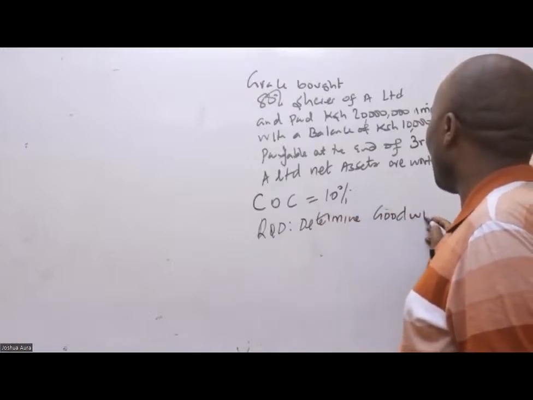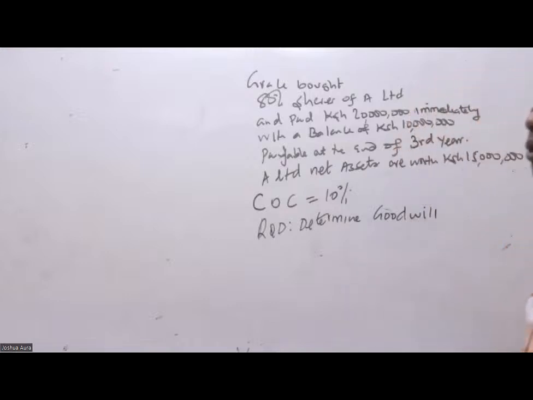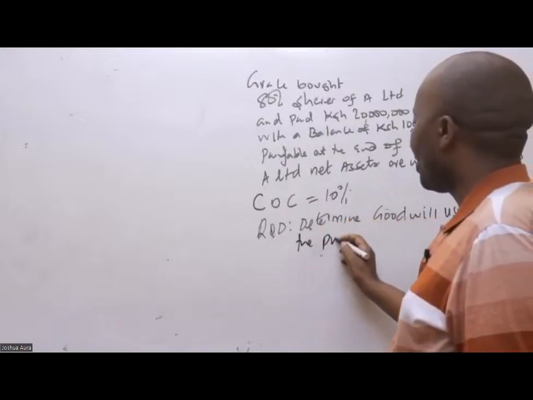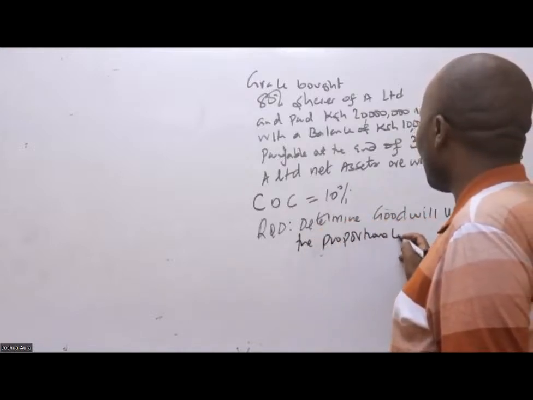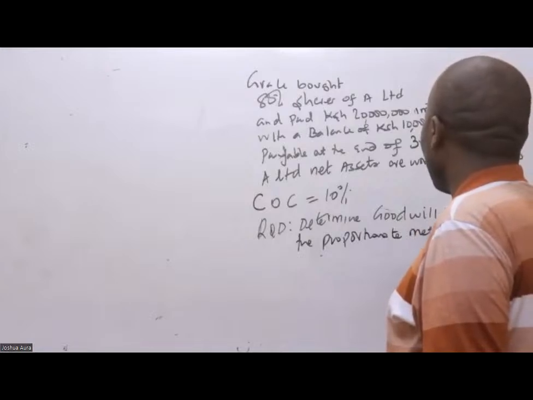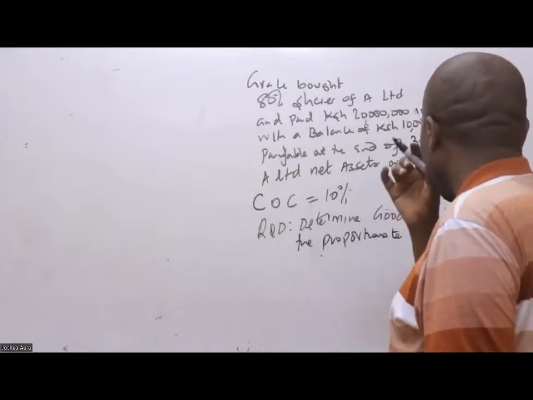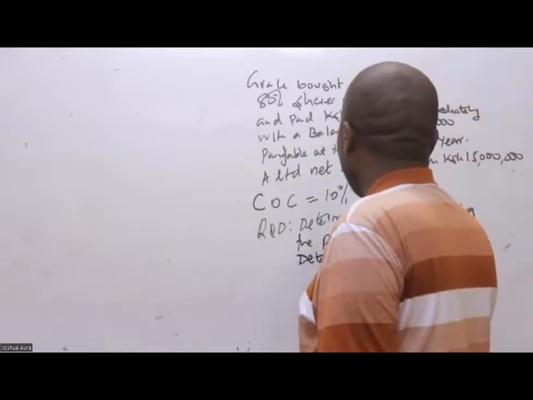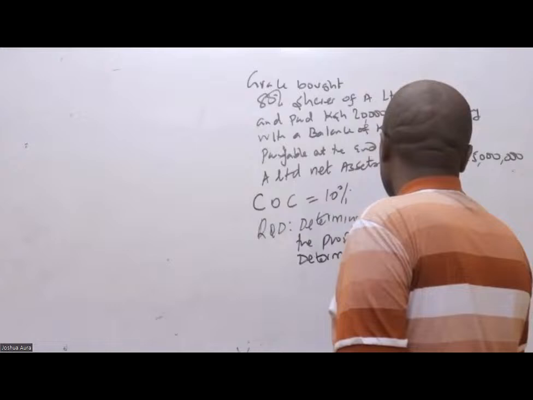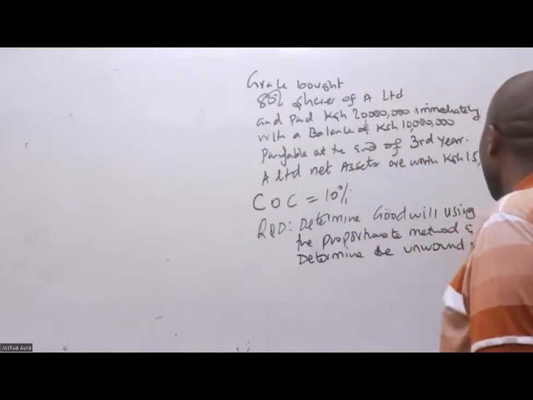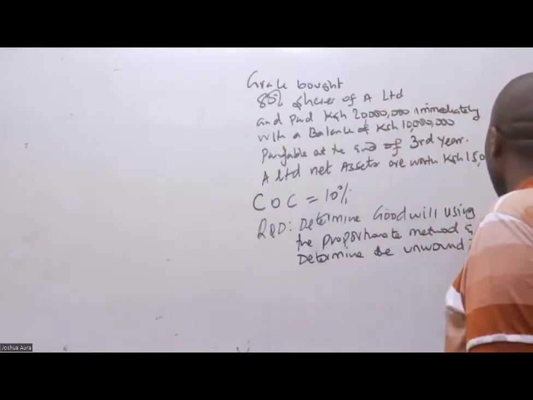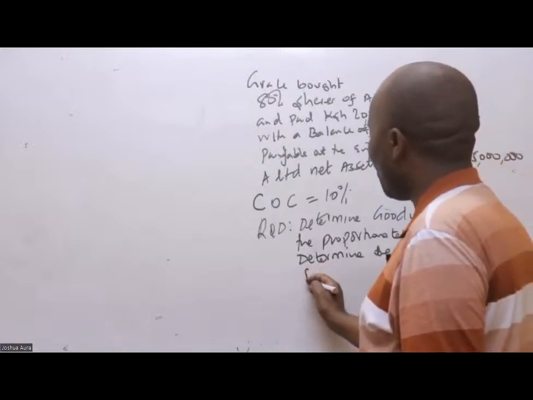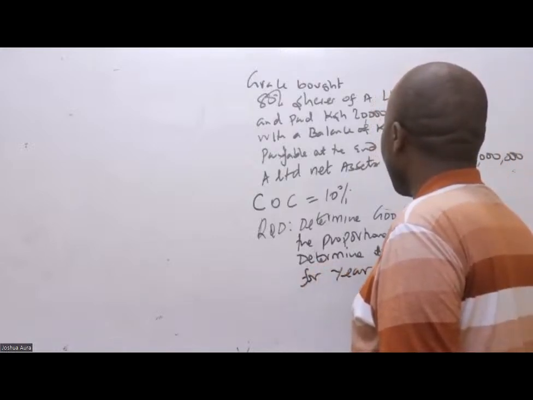goodwill, determine goodwill using the proportionate method, and determine the unwound discount for year two. Unwound discount for year two.